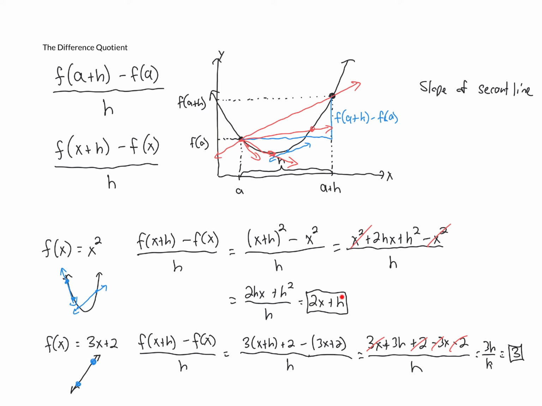And when this h gets smaller and smaller, you know, it might start off at 5, and then it's 1, and then it's 0.1, and then it's 0.01, and then it's 0.0001. This becomes negligible compared to the 2x. And it turns out that if we want to know the slope of the tangent line to the parabola y equals f of x, for any x value, the slope is going to be 2 times that x value.